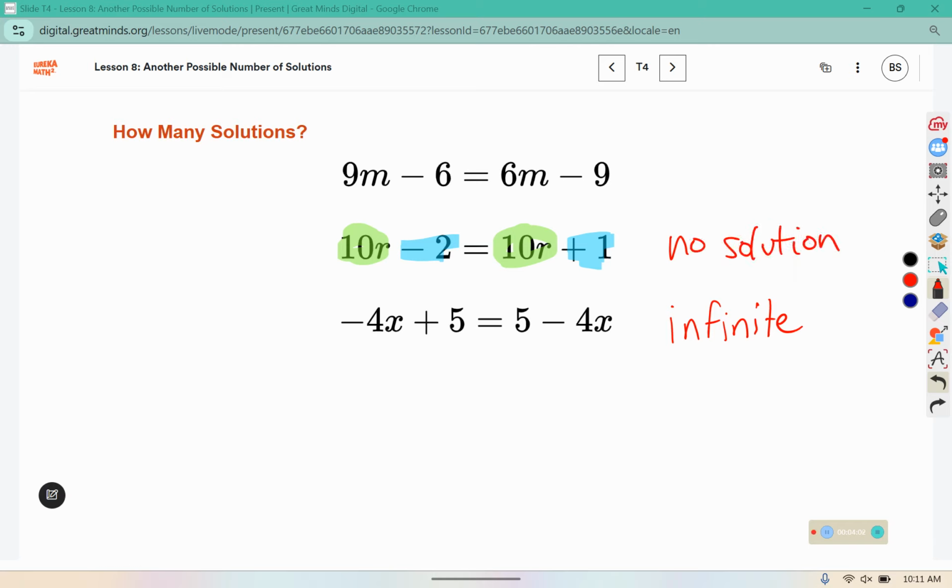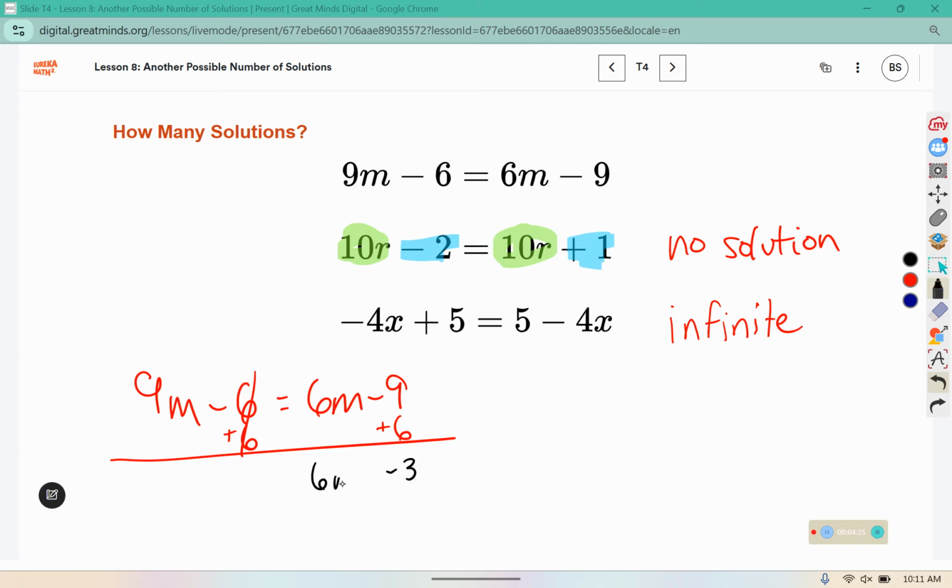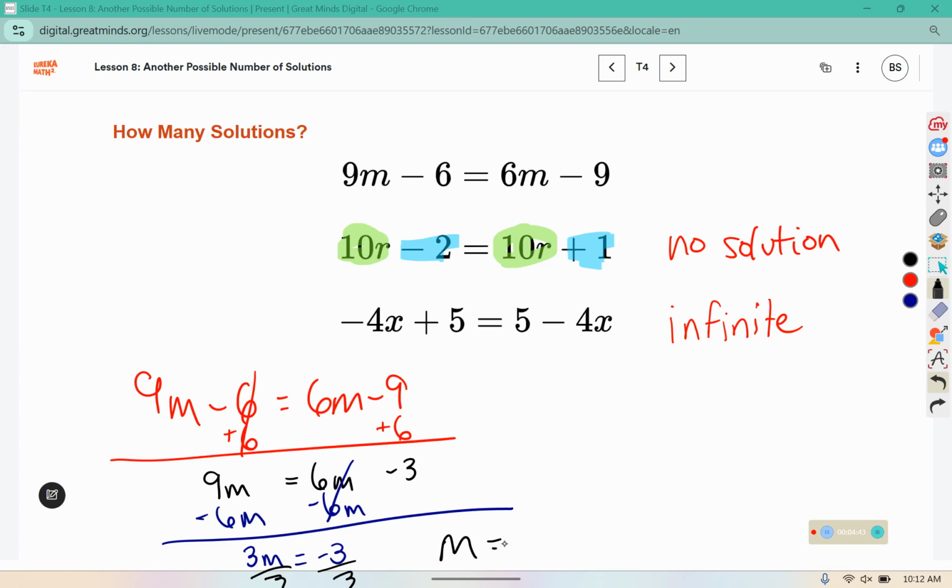And then this one here, 9m minus 6 equals 6m minus 9. If we were to try and solve that, we could add 6 to both sides. Negative 6 and 6 make 0. Negative 9 and 6 make negative 3. Then we would move the 6m with the 9m. And then we could divide by 3, which gives us m equals negative 1. So that has one solution.